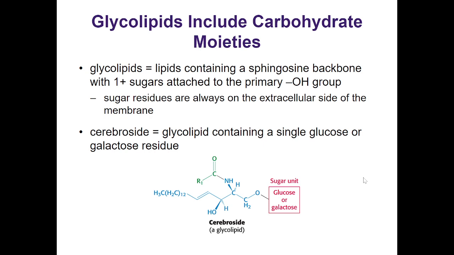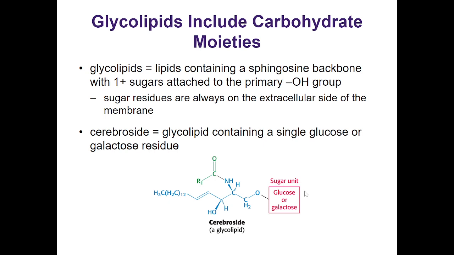Anyways, the glycolipids, these can include carbohydrate moieties. The glycolipids are going to be lipids that contain a sphingosine backbone with one or more sugars attached to the primary OH group. And so these are actually what you're seeing right here. The sugar residues are always going to be on the extracellular side of the membrane.